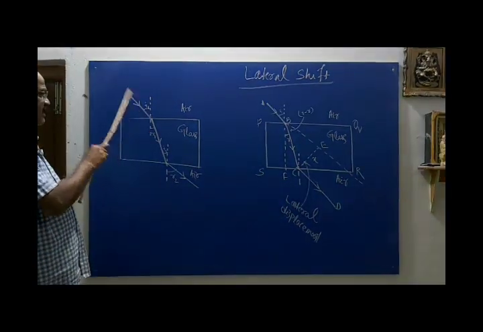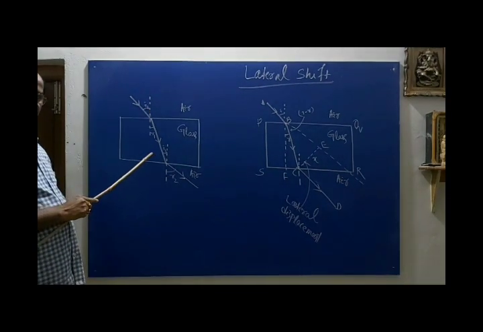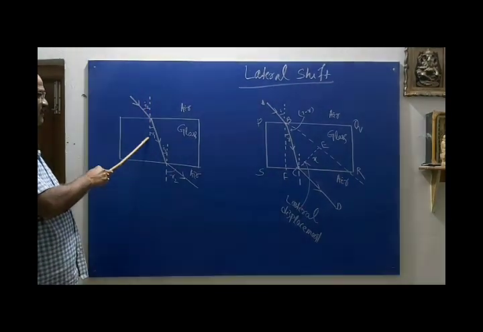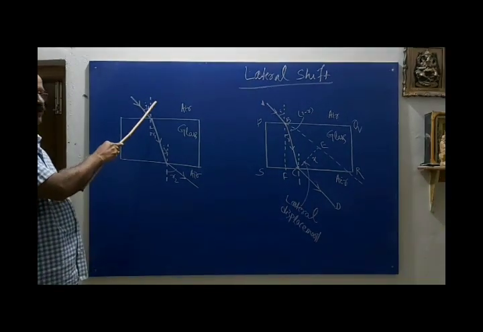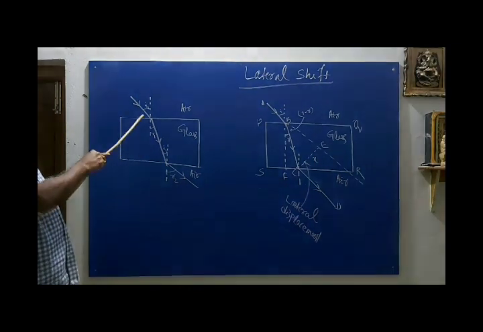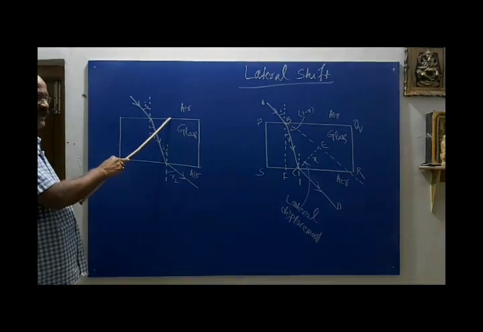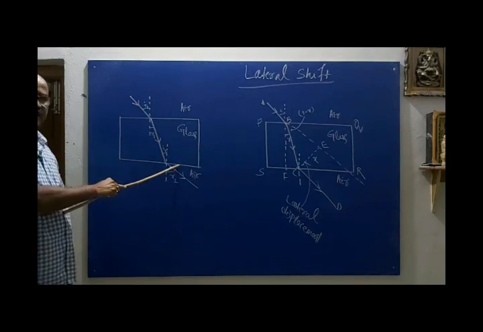This is the incident ray. Let the angle of incidence be I1. This is the normal. Since the ray of light is traveling from air to glass, it will bend towards the normal. Let the angle of refraction be R1. So this is the first refracting surface. This is the second refracting surface.